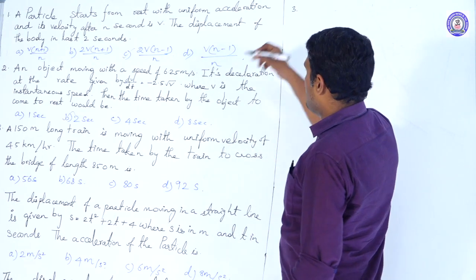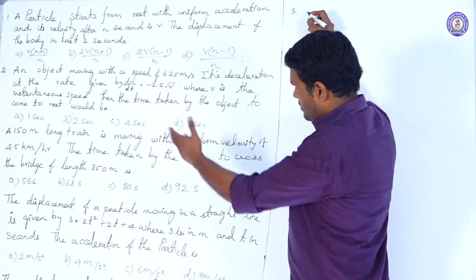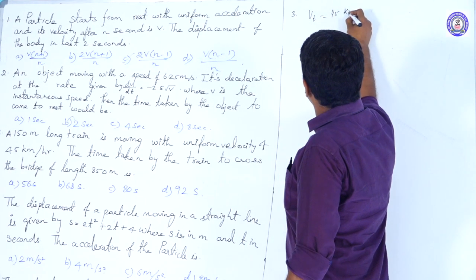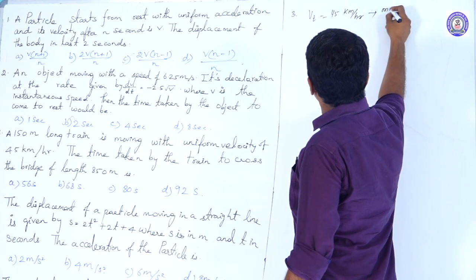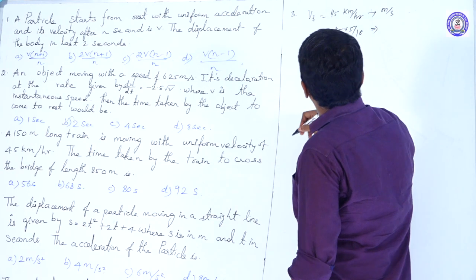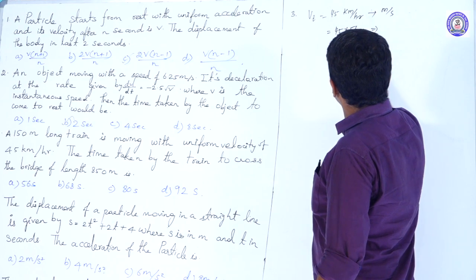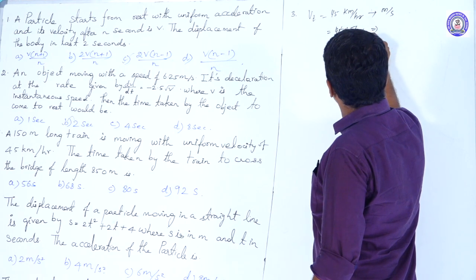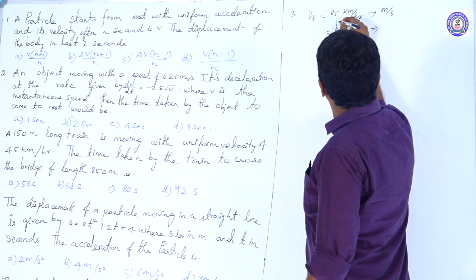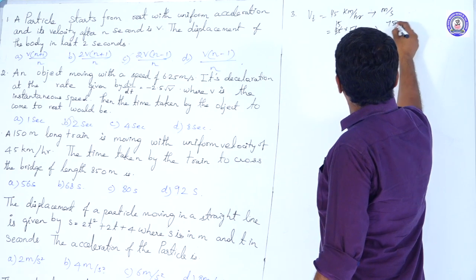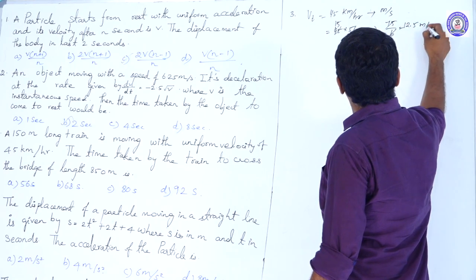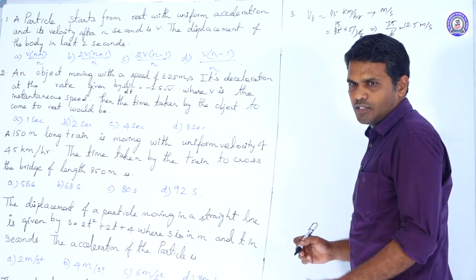Before solving this problem, we can convert the velocity of the train from kilometer per hour to meter per second. So I can write 45 into 5 divided by 18. This will be equal to 3 into 5, 15, 75 divided by 6. So we will have 12.5 meter per second. Velocity of the train is 12.5 meter per second.